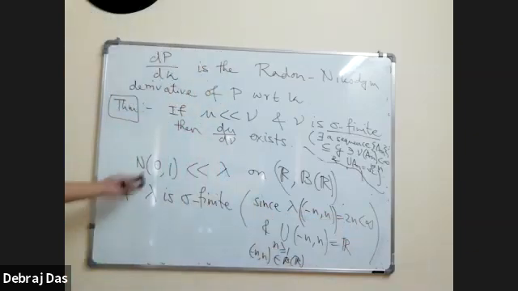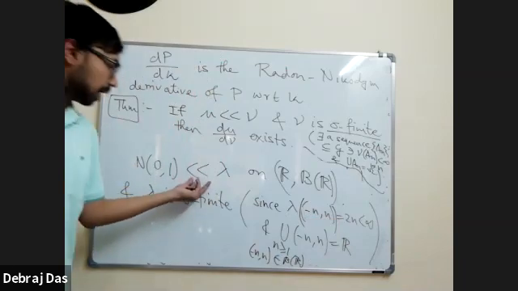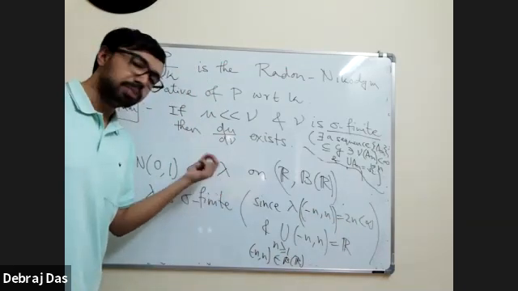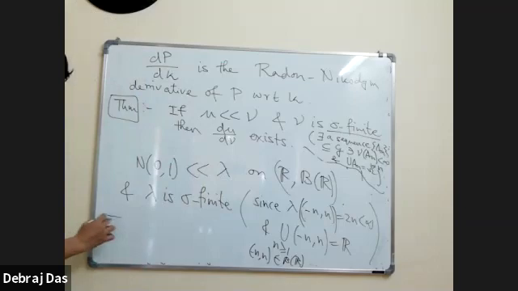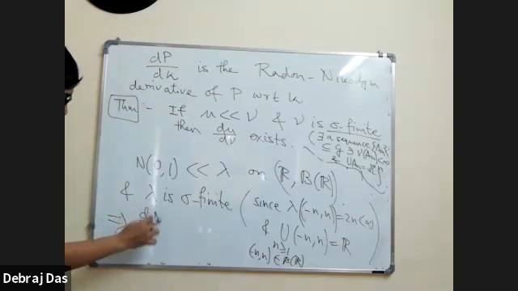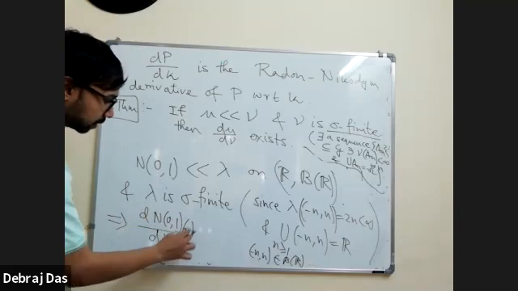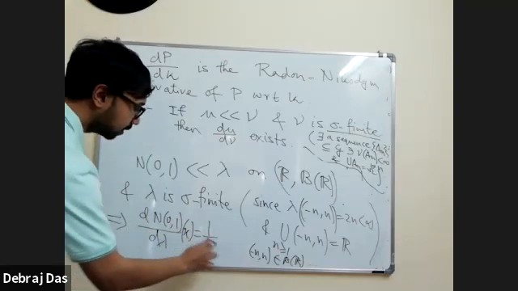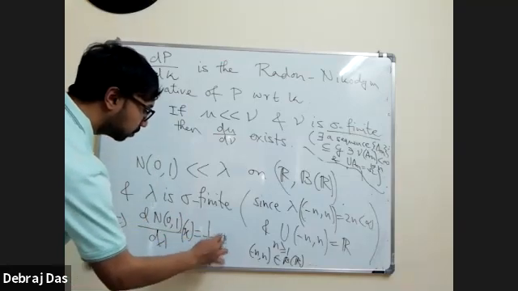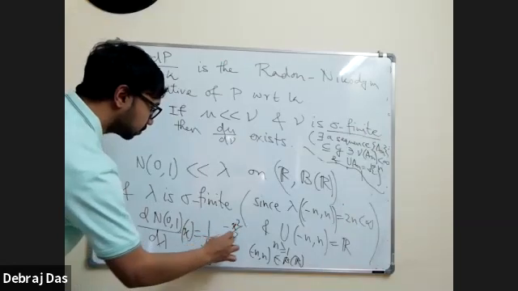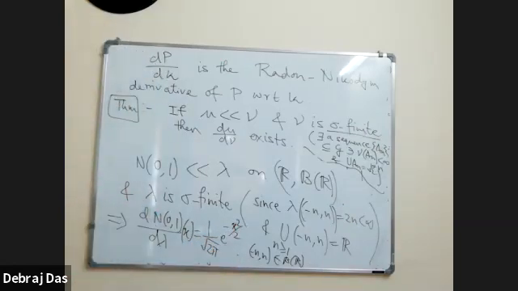And since Normal(0, 1) is absolutely continuous with respect to lambda, the derivative exists. The derivative of Normal(0, 1) with respect to lambda at x, you already know. What is that? It's simply 1 by root 2 pi e to the power of minus x squared by 2, right? This is the density.